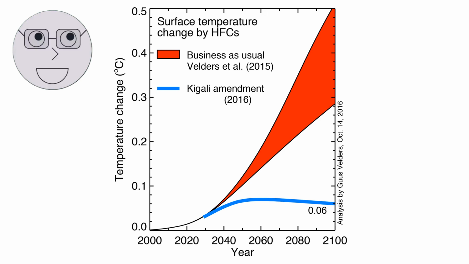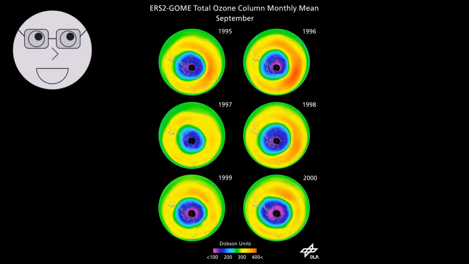The Kigali Amendment is expected to have a significant impact on reducing greenhouse gas emissions and slowing the rate of climate change. It is also expected to have a positive impact on the recovery of the ozone layer. In addition to international agreements, there are also ongoing efforts to monitor the state of the ozone layer and to protect it from further damage. For example, the World Meteorological Organization and other organizations regularly monitor the ozone layer using satellites and other instruments.